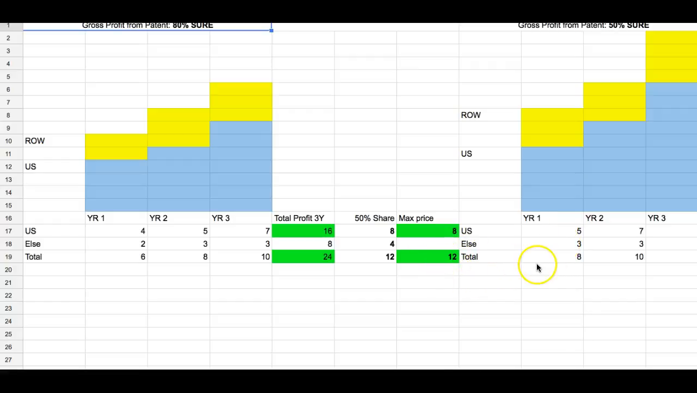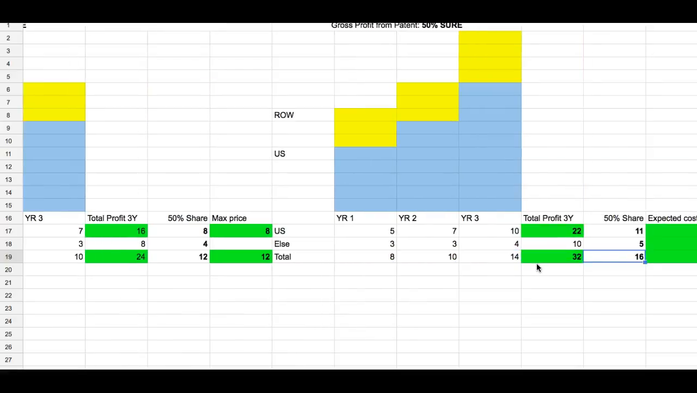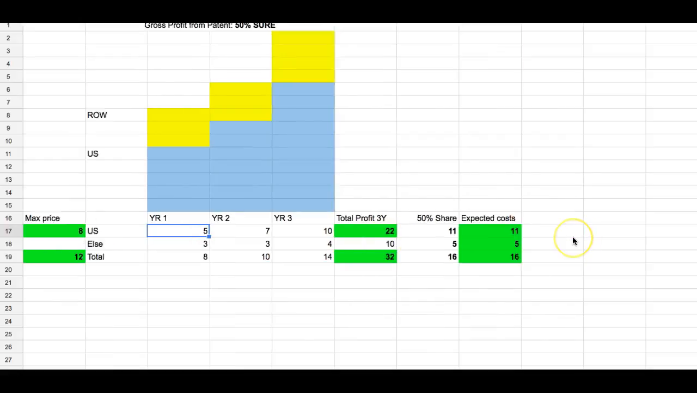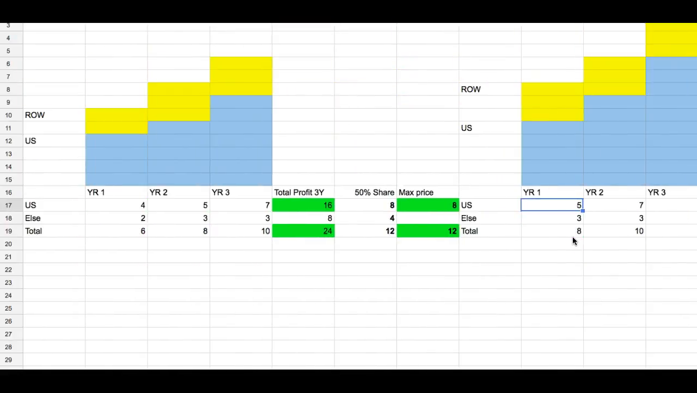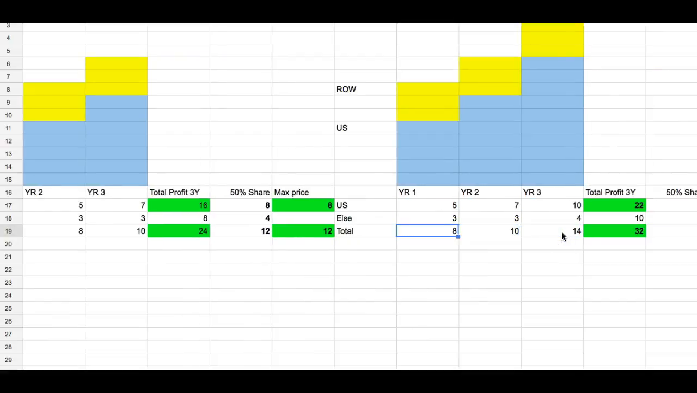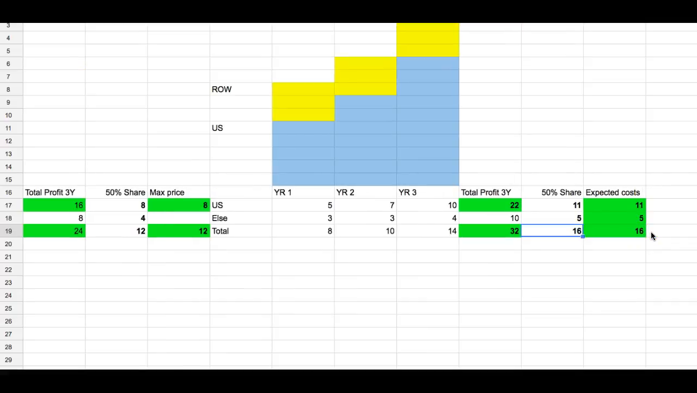But what would happen if my expectation would come through? Because I actually expected that it's going to be more than that. On the left-hand side we see these numbers, 6, 8, and 10, but what I expect is higher. It's actually 8 and 10 that I expect as total. So that means that I actually expect 32 million in profit. But if that happens, then my 50% profit share would become more expensive. Instead of 12 million, it becomes 16 million.